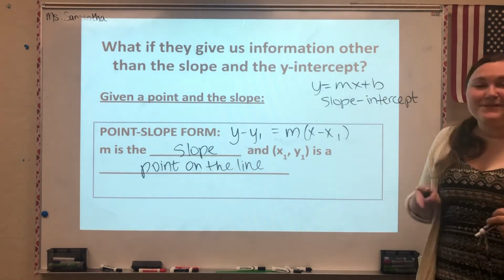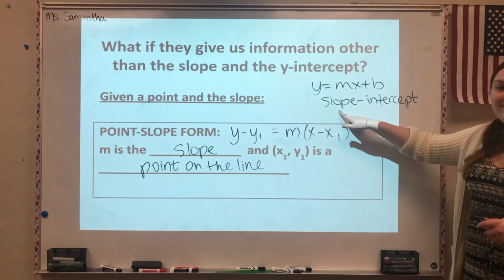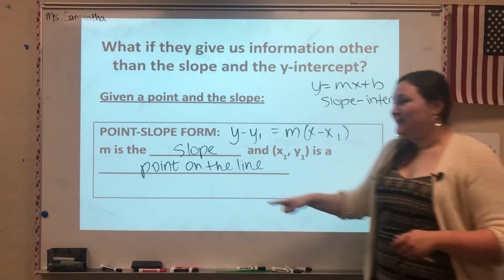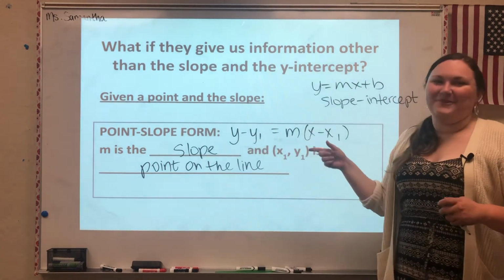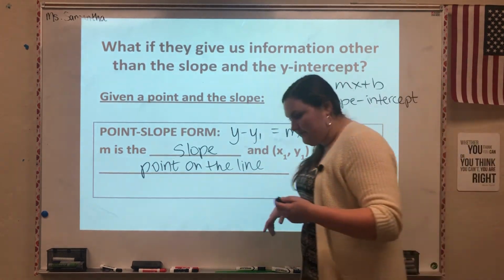Match the name of the formula to the information you're given. If you're given slope and y-intercept, you use slope-intercept form. If you're given a point and a slope, you use point-slope form. Just match what you know about the line to which formula is going to help you get there.